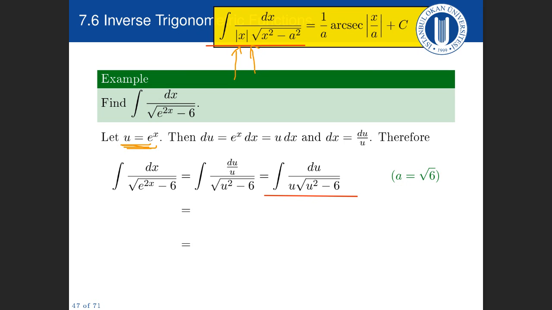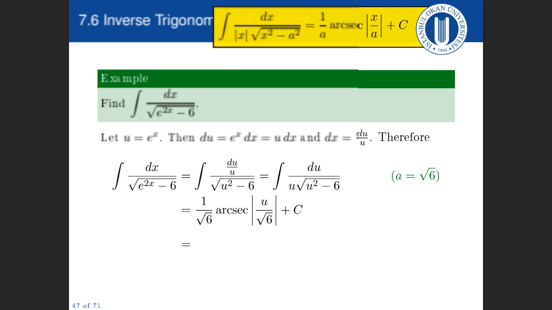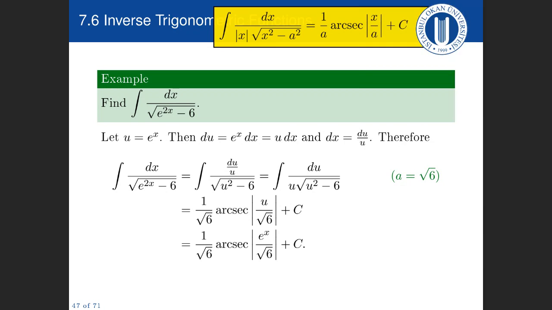We can use the formula in the yellow box to find that this integral is equal to 1 over a, so that's 1 over root 6, arcsec, absolute value of u divided by root 6, plus c. Or 1 over root 6 arcsec, e to the power x over root 6. We don't need the absolute value signs here because e to the power x is always positive.